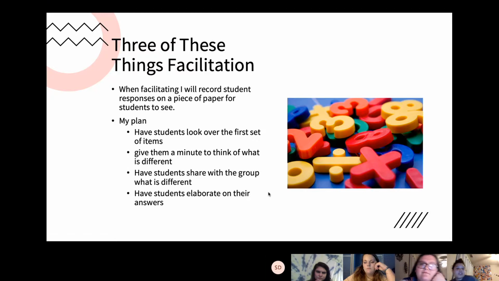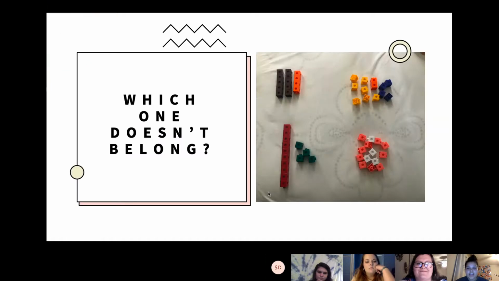So 3 of these things, facilitation. I'm going to record y'all's responses on this piece. Oh, you can't see because my screen's recorded. I'm going to record your answers on a piece of paper that I have right here, and I will have you look over the first set of items. I'm going to give you 1 minute to think about what's different, and then you're going to share with your partner, which we don't really have a partner, so like Cameron said, just share out loud or I'll call on you about what you think is different, and then I'm going to have you elaborate on why you think it's different from the rest. So let's get started.